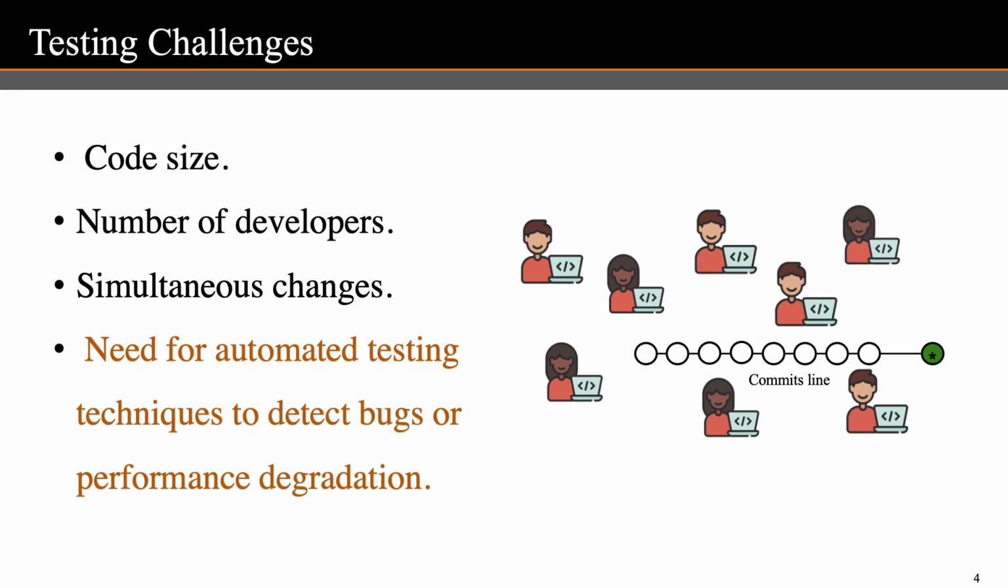Testing in general became a complex and expensive process in CI systems. The code size and the number of developers working on the same system make reviewing code and finding errors troublesome. Many changes from different developers made simultaneously might create bugs or changes that are degrading the system performance. As a result, there is a need for automated techniques to detect performance regression.